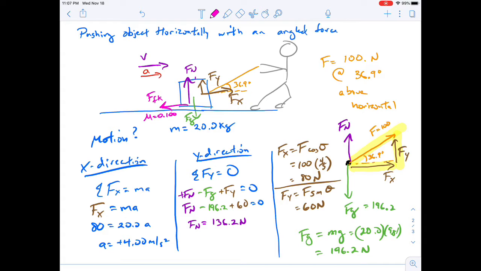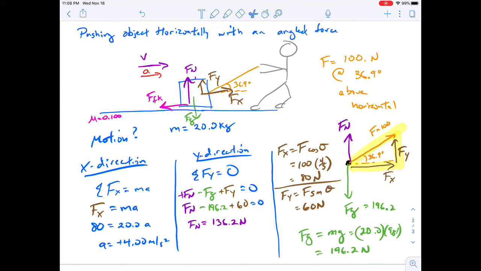Now, mu isn't the force. Mu will help us find the frictional force, but mu is not the force. So don't think that mu is actually equal to the force. That's not the case. But we're just saying the surface between the surface and the object have a mu of 0.1.